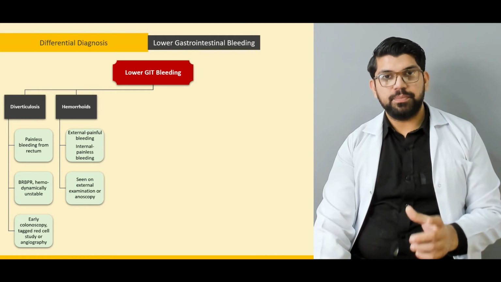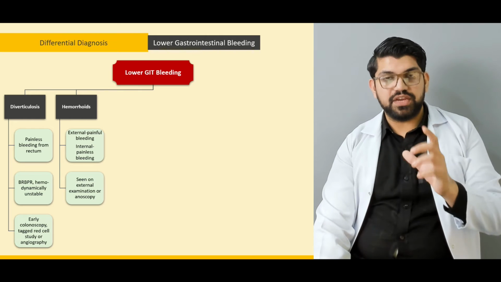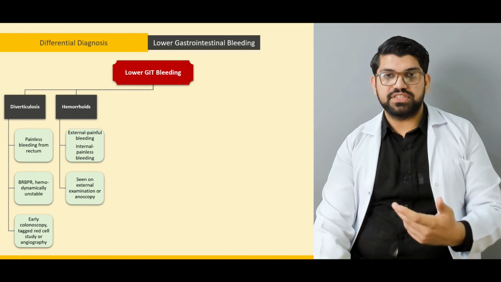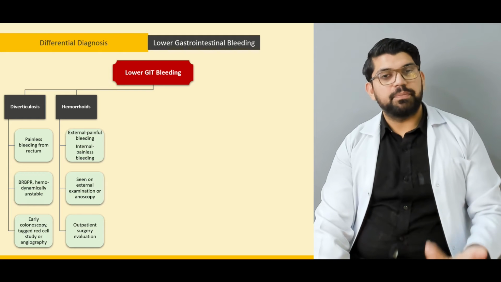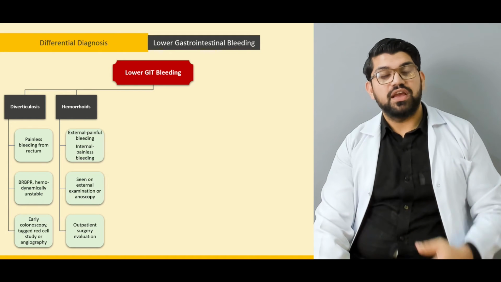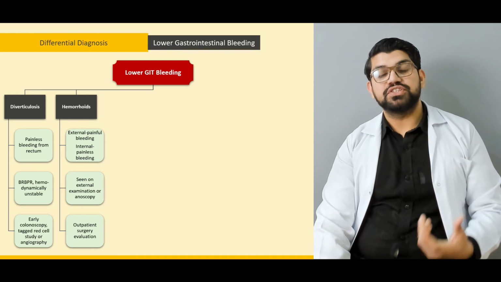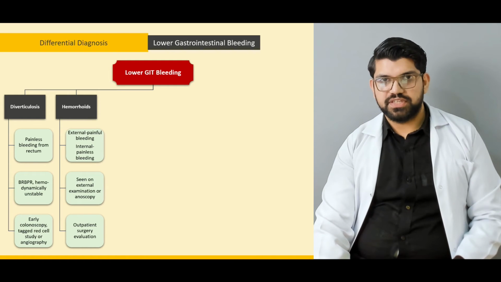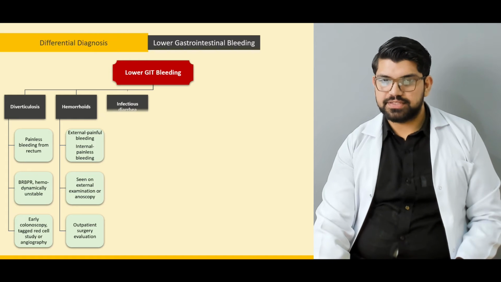You put a proctoscope, you look for internal hemorrhoids and look for the degree of hemorrhoids, if it's first degree, second degree, or third degree hemorrhoids. If the hemorrhoids are non-thrombosed or not actively bleeding, and the patient is hemodynamically stable, this patient could be sent home and for surgical evaluation in outpatient clinics.